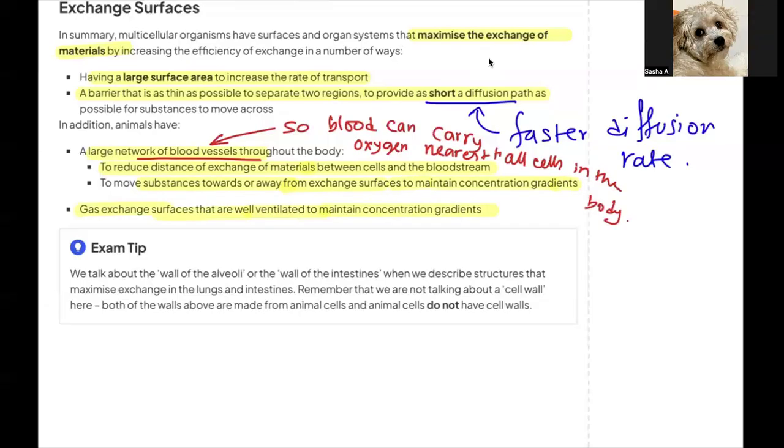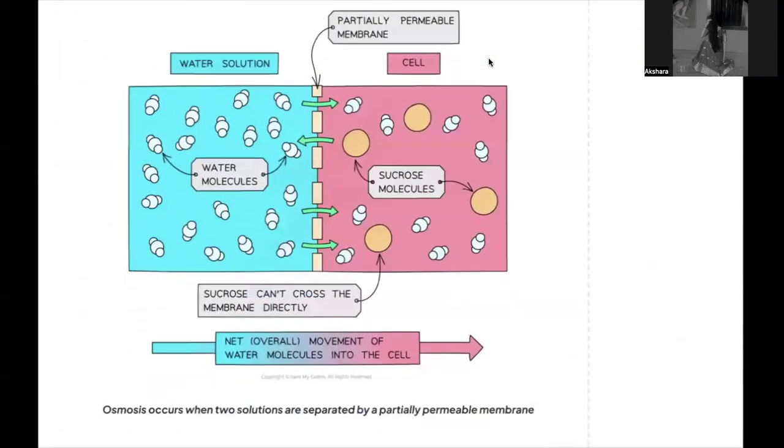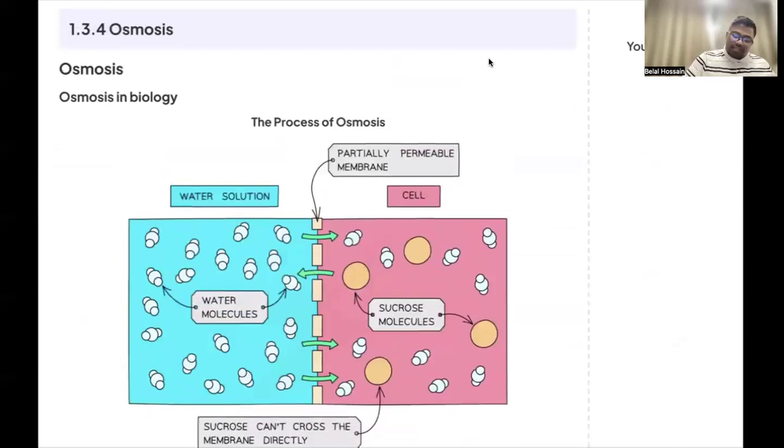Any questions? Yes, sir. Any questions here? No, sir. No. So talking about osmosis. See, osmosis is specifically movement of water. So it is diffusion, but for water. Okay?